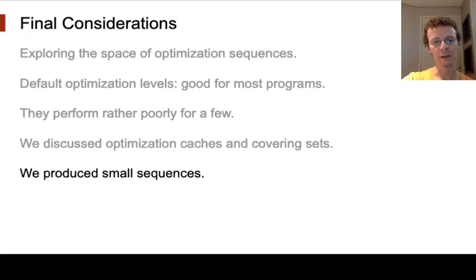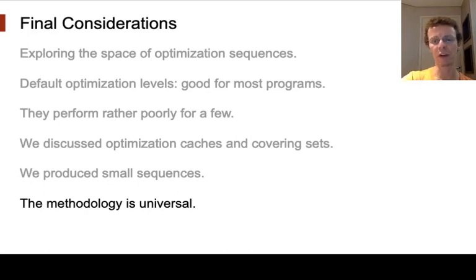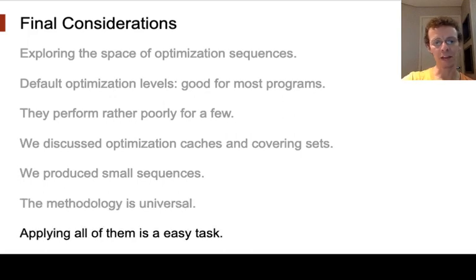The 22 sequences in the default covering set that we have produced in this paper are rather small. They range from 5 to 19 optimizations with an average of 11 optimizations. Furthermore, techniques like those described in our paper can be used to find effective default sequences for other compilers. Applying all of them onto a target program to choose the best results is not really practical because the sequences tend to be very short.